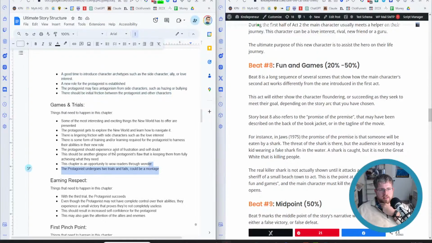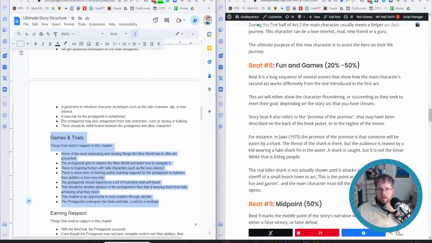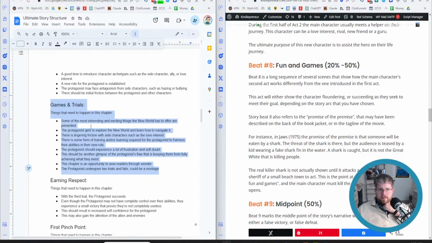Actually, okay, so this is one of those chapters that I was thinking maybe there's a lot in here. We should split this into 2 chapters. I'm gonna do that. So, this is called Games and Trials. This one's called Fun and Games. So I think we're definitely at the right point here. But I like this promise of the premise thing. So let's see what we got here in the Games and Trials.